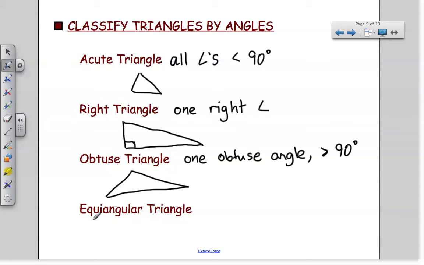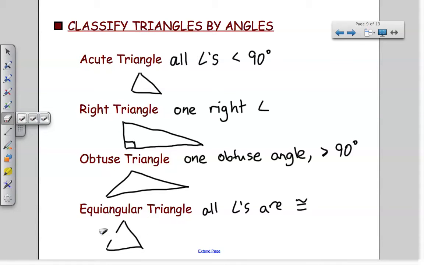And equiangular, we talked about what that word means. Equiangular means equal angles. So all angles are congruent in an equiangular triangle. And I mentioned that an equilateral triangle is also equiangular. Sorry, this one is equiangular, so I should be marking all the angles congruent here, 1 arc each. But an equiangular triangle is also equilateral, therefore it is a regular triangle.